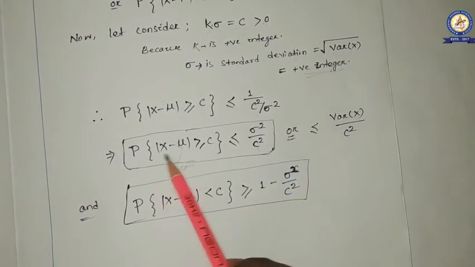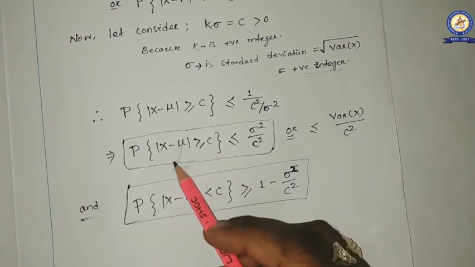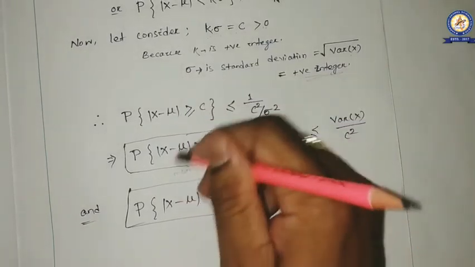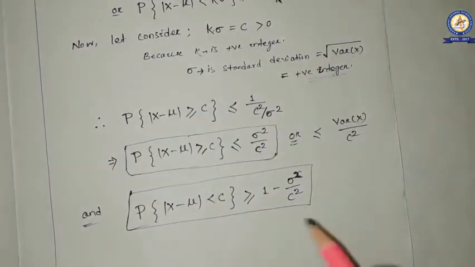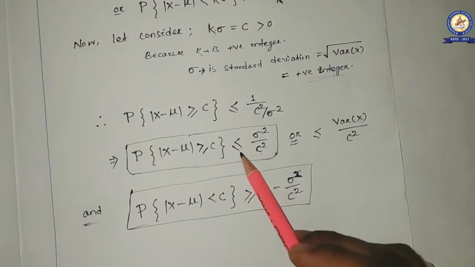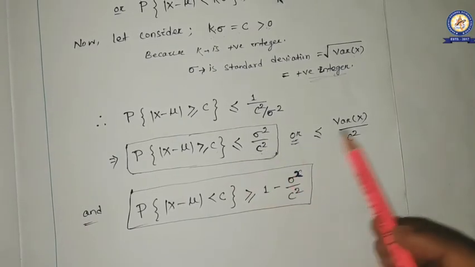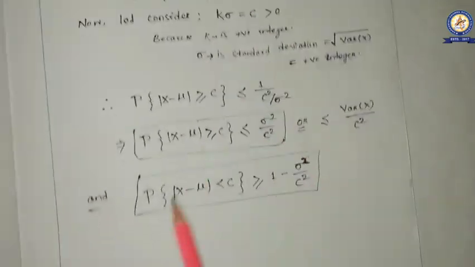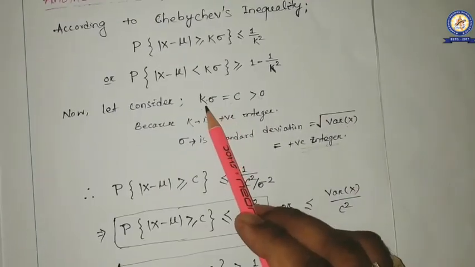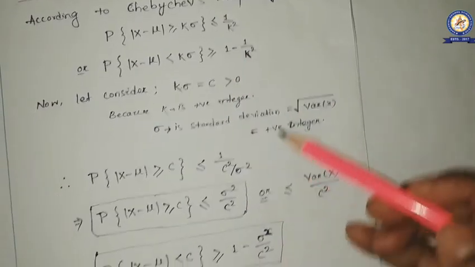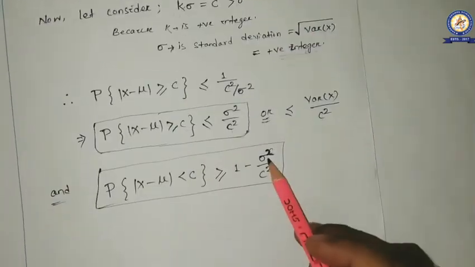Here mu is your mean. So probability |x minus mean| greater than or equal to c will always be less than or equal to sigma square by c square, or variance of x by c square. And if I write this one, it will be probability |x minus mu| less than c is greater than or equal to 1 minus 1 by k square, which is 1 minus sigma square by c square.